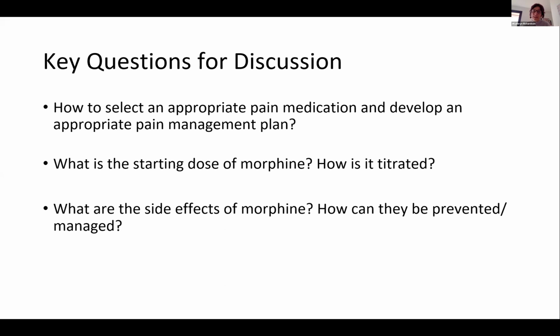You cannot break a sustained release tablet because it will become immediate release. Okay, and the patient may become toxic and have too much opioid on board. So you can crush the immediate release, but you cannot crush the sustained release.